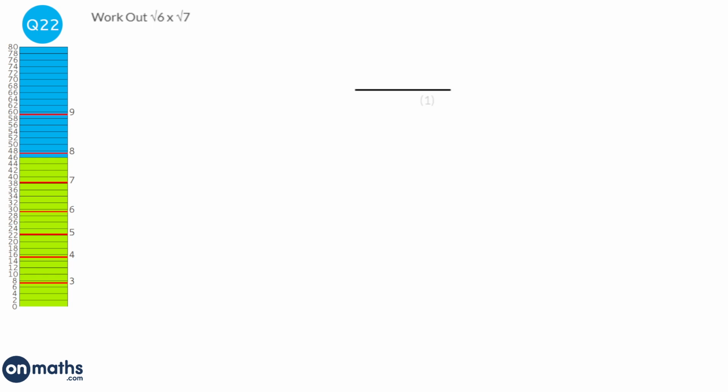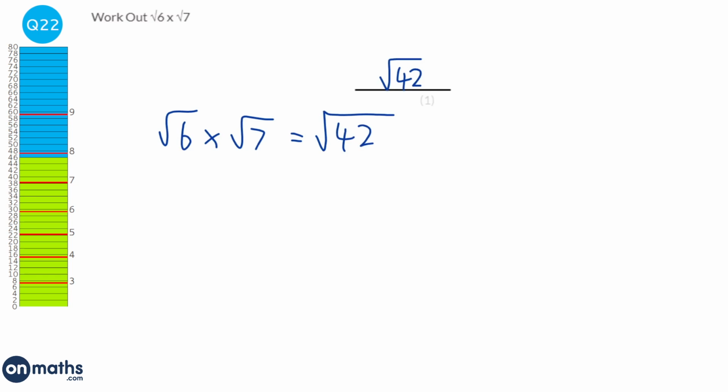When we multiply two surds together, so here we've got root 6 and we're multiplying it by root 7, we can actually just multiply the numbers together, so that becomes root 42. And so our answer will be root 42.